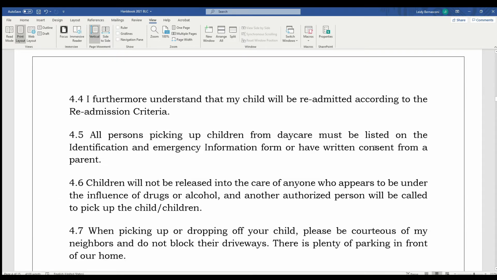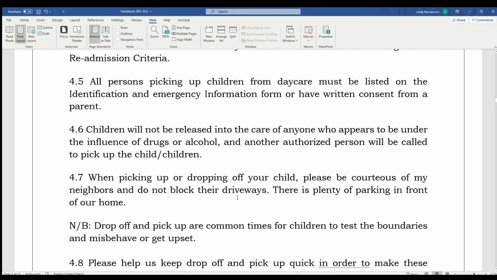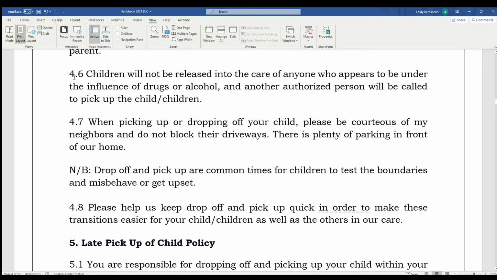4.5 is really important. Everybody that is going to do the pickup must be in the emergency contact information form. Besides this, I always ask the parent, for whoever's coming, I need to get a text with the name of the person, and then the person who comes needs to come with a picture ID in order for me to release a child. So there is a lot here in point number 4.